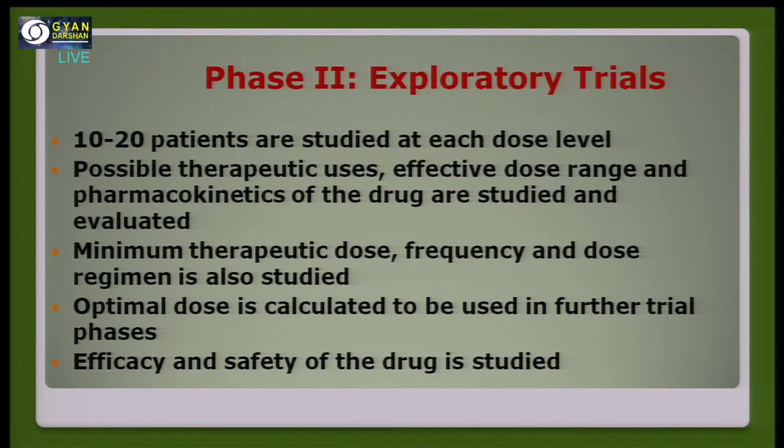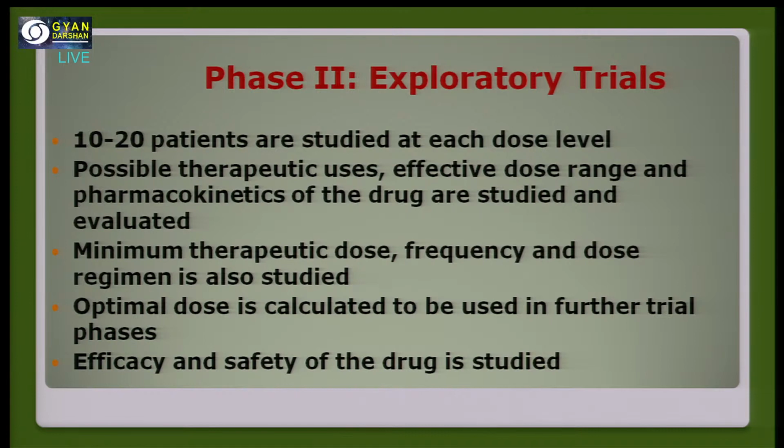In phase 2, which is the exploratory trial, 10 to 20 patients are studied at each dose level, and possible therapeutic uses, effective dose range, and pharmacokinetics of the drug are also studied and evaluated here. And the minimum therapeutic dose, frequency, and the dose regime is also studied here.